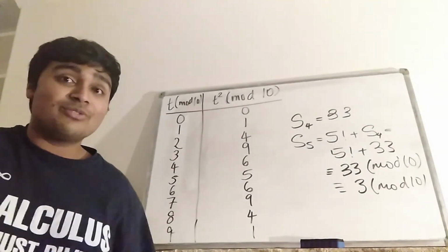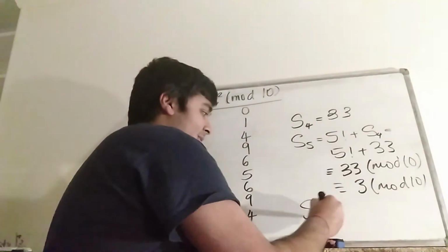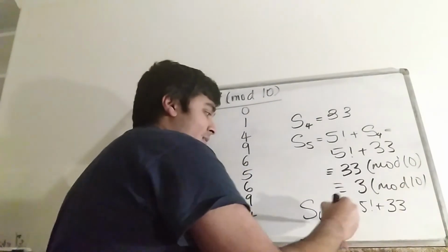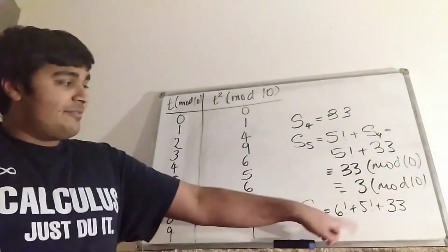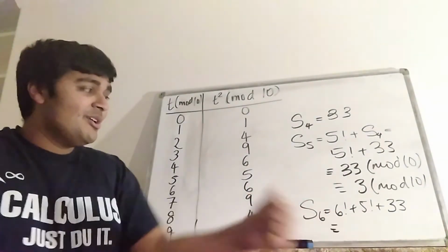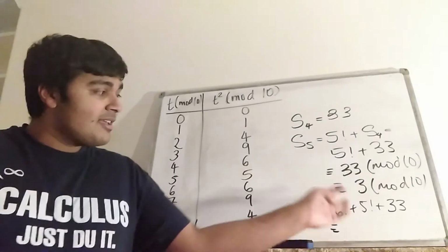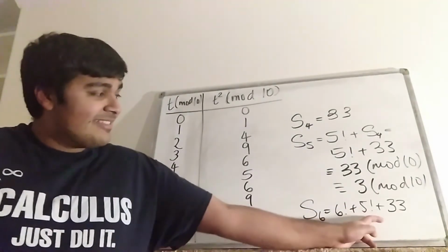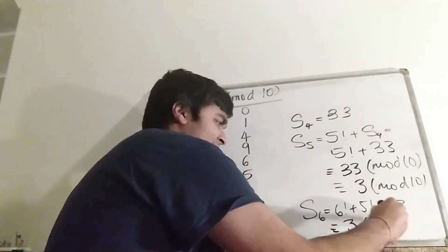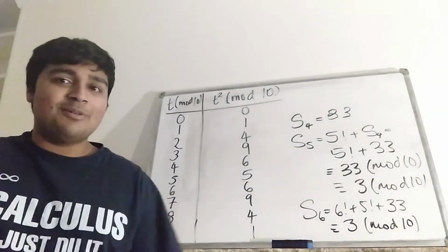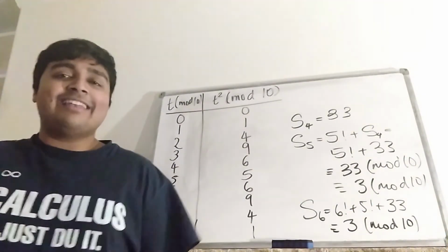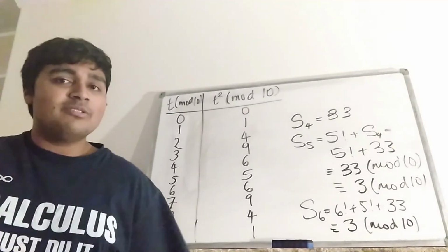Okay, and the same argument holds for S6. S6 is 6 factorial plus 5 factorial plus 33, which is congruent to, now again, 5 factorial has a 5 and the 2 in its product, but 6 factorial is simply 6 times 5 factorial, so it still also has the 5 and the 2 in its product. So this thing here is a multiple of 10, this thing here is a multiple of 10, so all in all this is congruent to 3 mod 10 again. So S6 is not a perfect square, but you can apply this argument to S7, S8 and Sn, where n is any natural number bigger than or equal to 5.